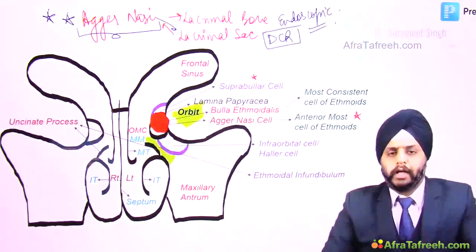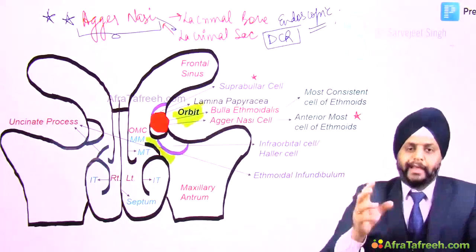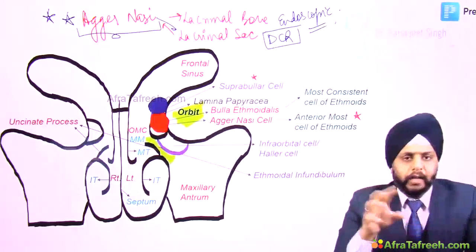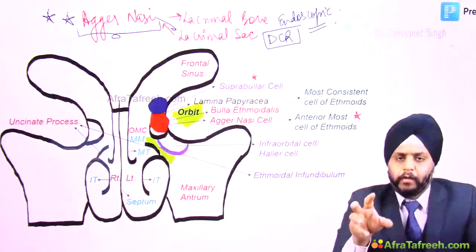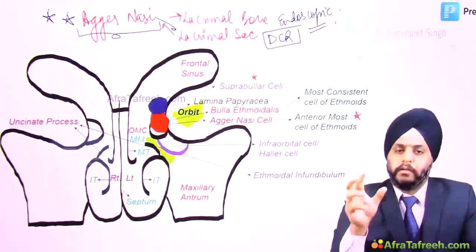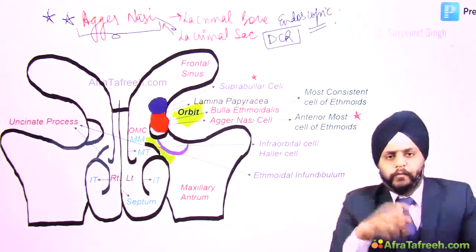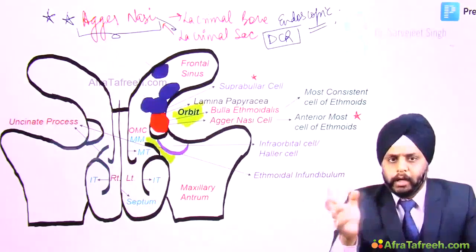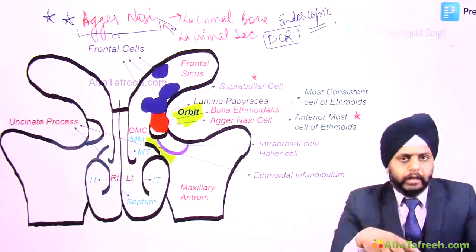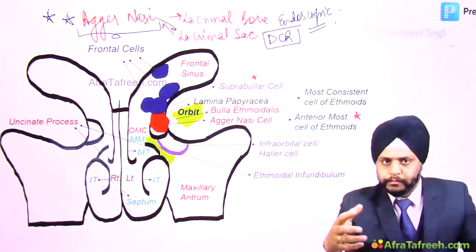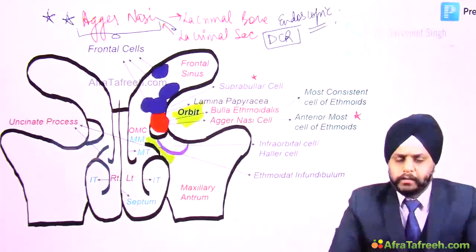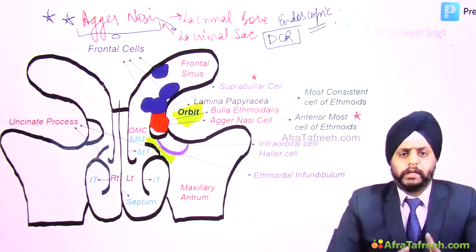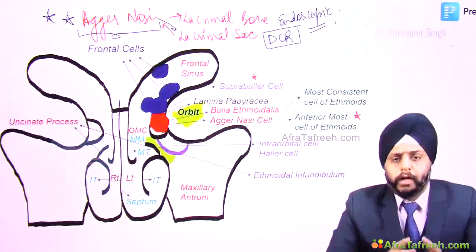So we will call it a frontal cell. The cells above the agar nasi, you see over here in this diagram, will block the drainage pathway of the frontal sinus. So we call it a frontal cell. There can be one frontal cell, there can be multiple frontal cells. These are all the frontal cells which we will study further on. So this was about the ethmoidal air cells.